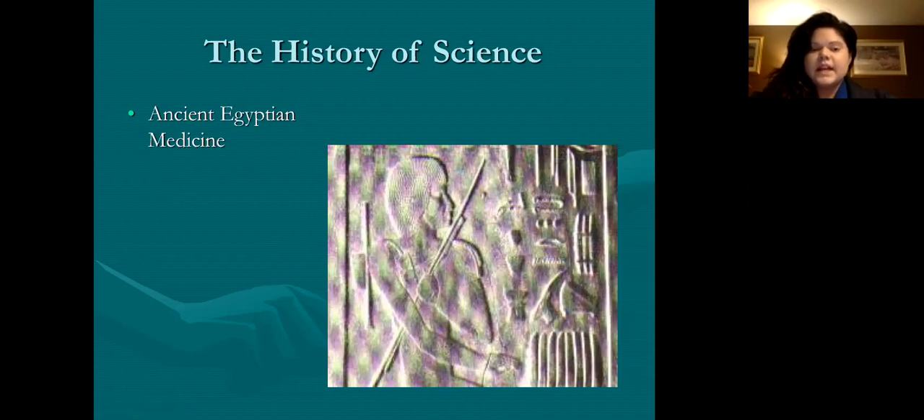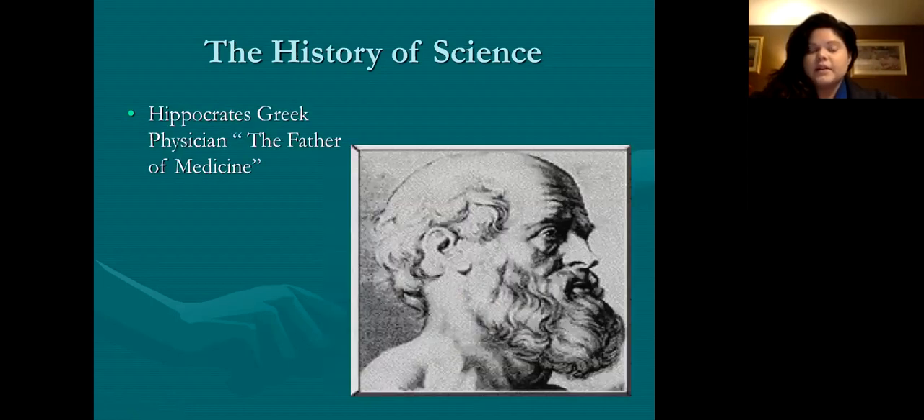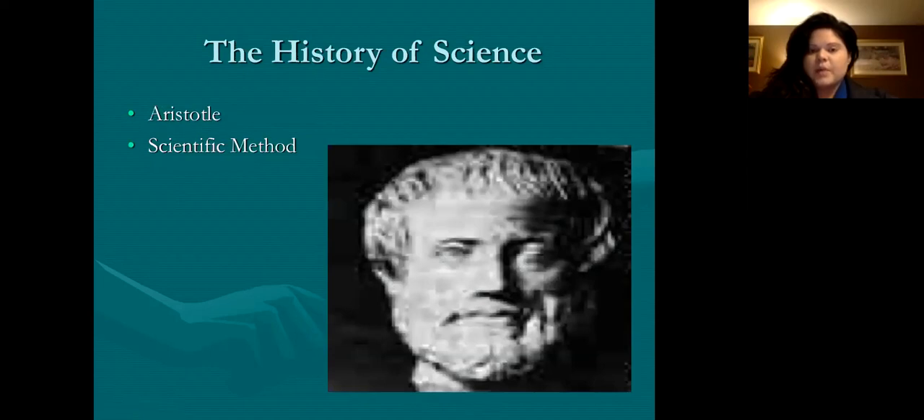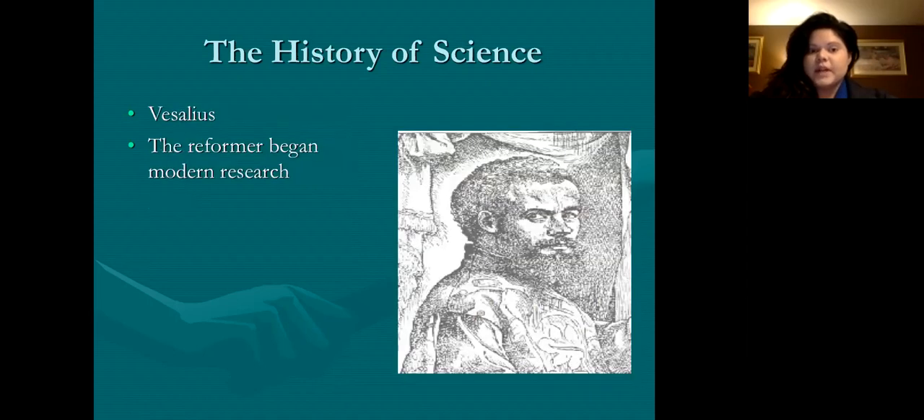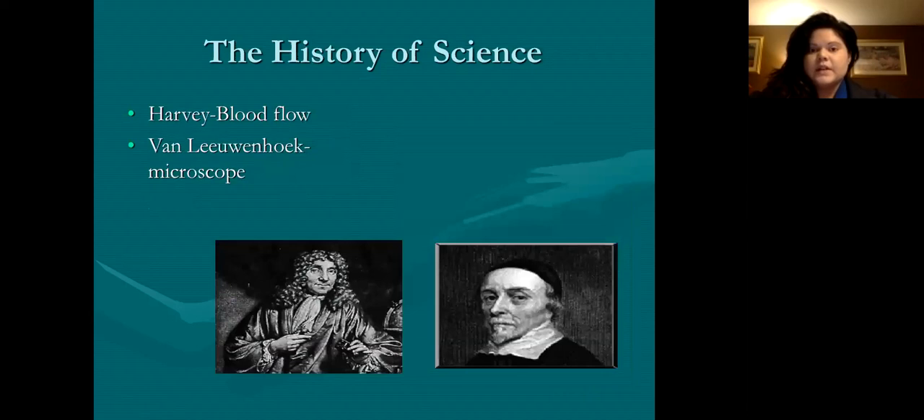So this is just dating back how far medicine goes. Ancient Egyptians depicted various hieroglyphics that indicate there were medicinal practices that far back. Hippocrates, the Greek physician, is the father. Aristotle came up with the scientific method. Galen, a Roman physician, wrote a text on anatomy that was the definitive work for 1500 years. Berzelius is the reformer who began modern research. Harvey has to do with blood flow, and van Leeuwenhoek invented the microscope.